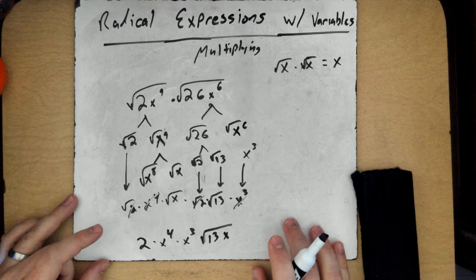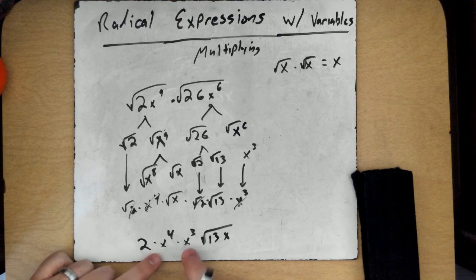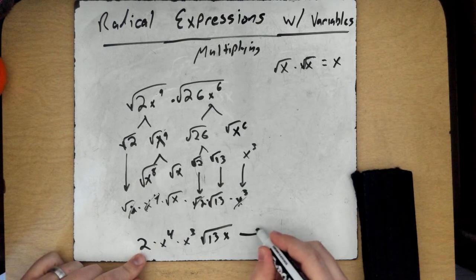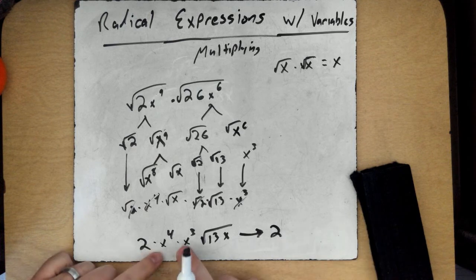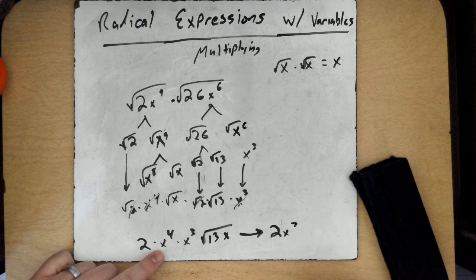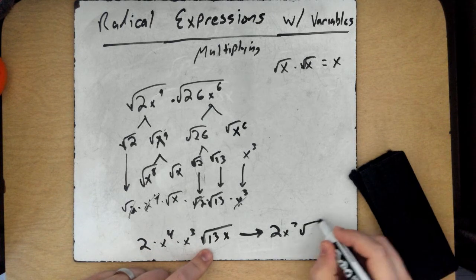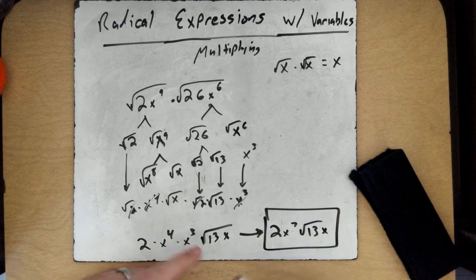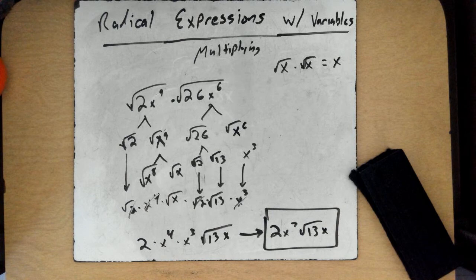Now one last thing. We have our x's on the outside here. Okay, we can go ahead and multiply these. Remember, when you multiply variables that have the same base, you add the exponents. So the 2 stays out front, and we're going to do x to the 4th times x to the 3rd. Remember, add the exponents to give us x to the 7th, and then our radical 13x. So our final answer, 2x to the 7th times the square root of 13x.